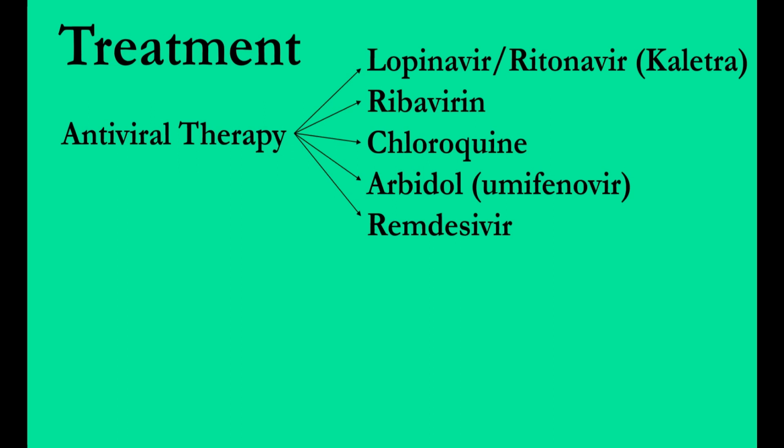Chloroquine is a widely used anti-malarial and autoimmune disease drug. Recently, chloroquine has been reported as a potent broad-spectrum antiviral drug. Still, there's a lot of speculation towards this drug. Arbidol, an antiviral drug against influenza infection that was widely used in Russia and China. Remdesivir, the nucleoside analog, was reported to inhibit SARS-CoV and MERS-CoV in vivo.